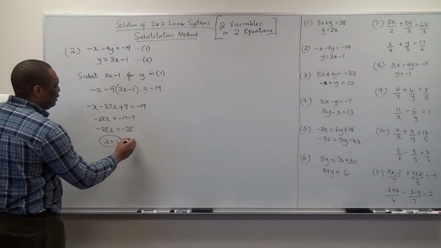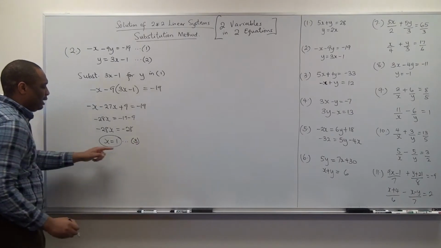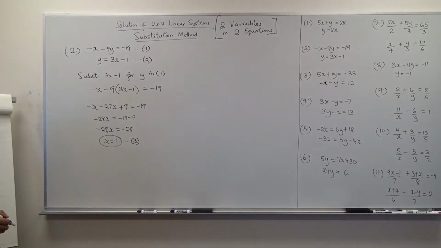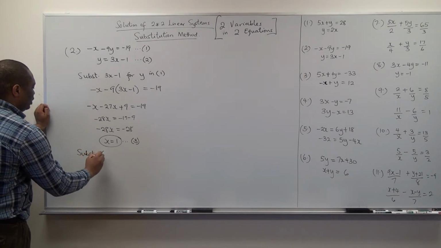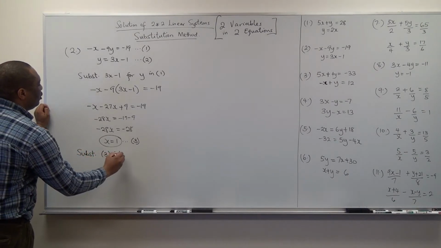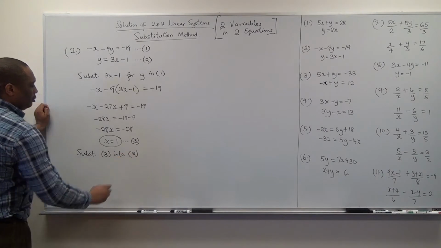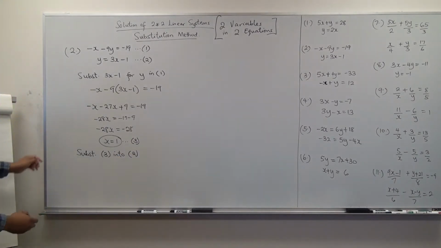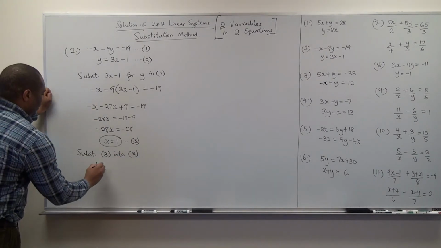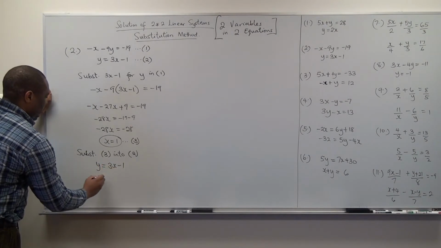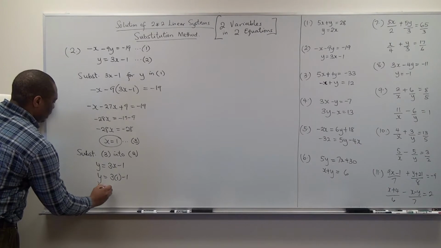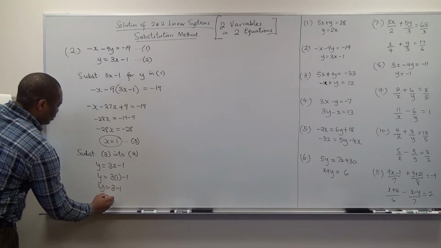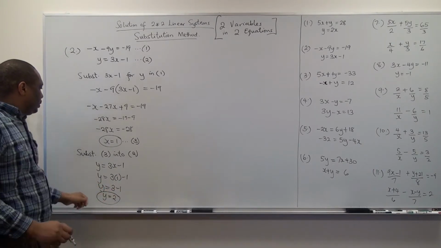You can actually call this equation 3. You can do that. You can actually call this equation 3. And then you can now say substitute equation 3 into equation 2. You can do that. So that means that y will be equal to 3x minus 1. Y will be equal to 3 times 1 minus 1. Y is 3 minus 1 and y is 2.